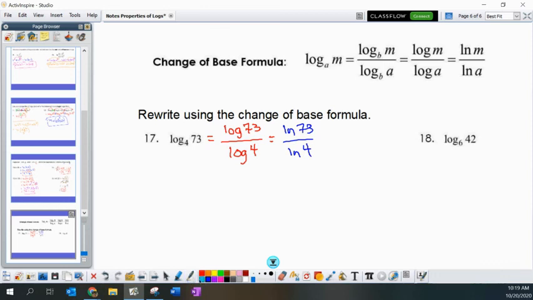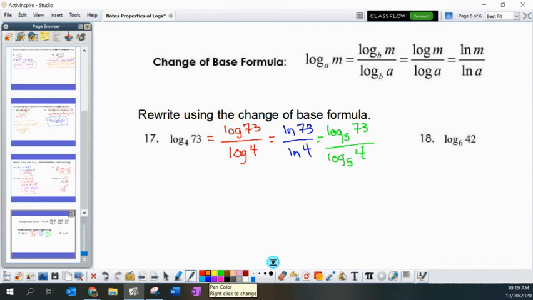And what if I wanted to get really crazy and change it to some other base? Like what if I needed it to be log base 5? That would just be log base 5 of 73 over log base 5 of 4, our old base. Okay, so switch it to any base you want. When we're in class, I'll usually ask you what base do you want to switch it to, and we'll switch it to whatever base you want.